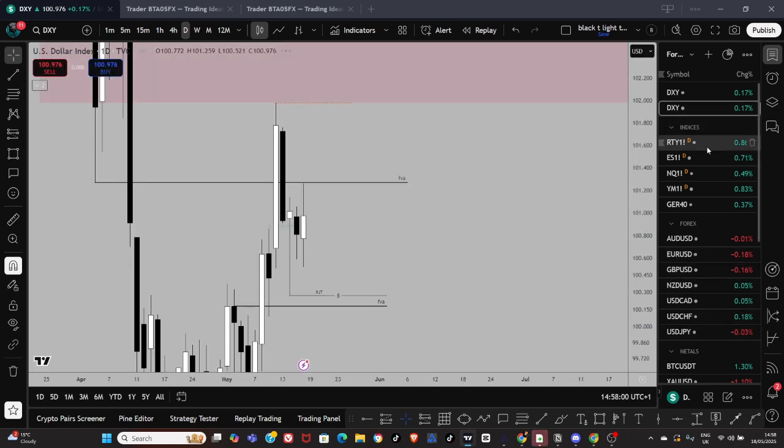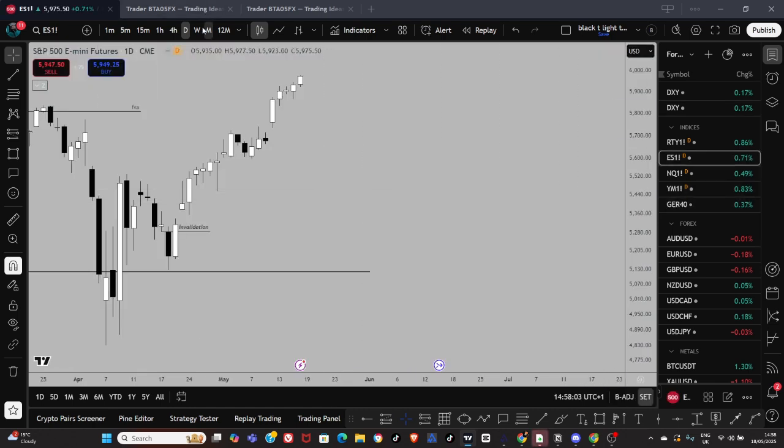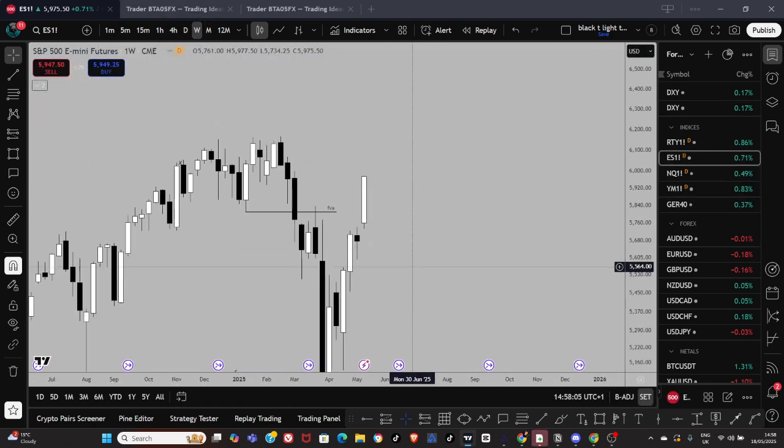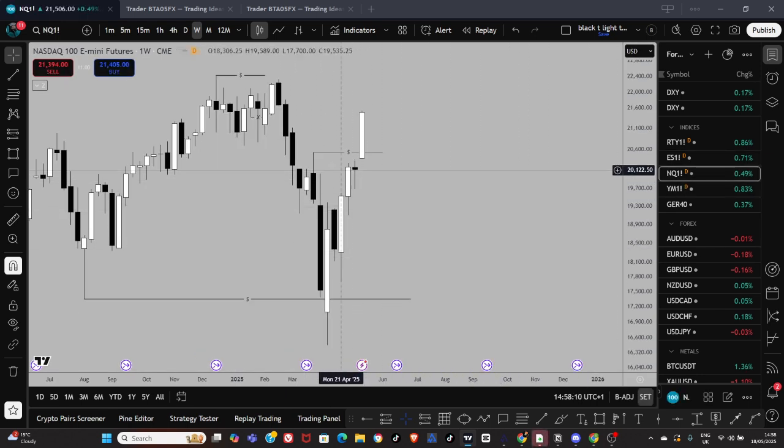So we go down to our ES. ES is literally nice though. We've been calling these highs for how many weeks now? No, it's on NQ. Look at these highs. We've been calling these highs on NQ since 2, 3, 4 weeks ago.